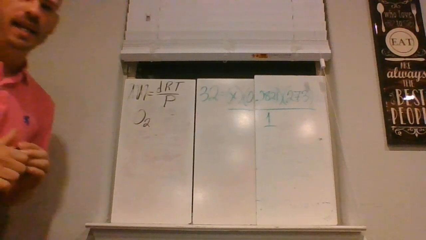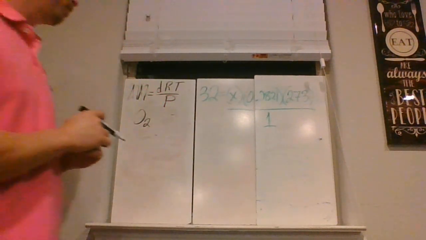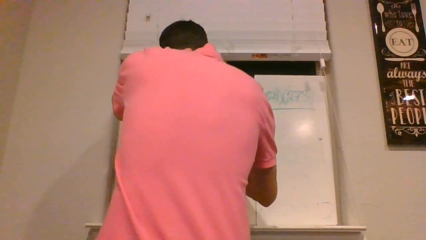So it's a density we're finding. Your slides remind you of the units of density, but anyhow, we're going to end up with 1.43 grams per liter.